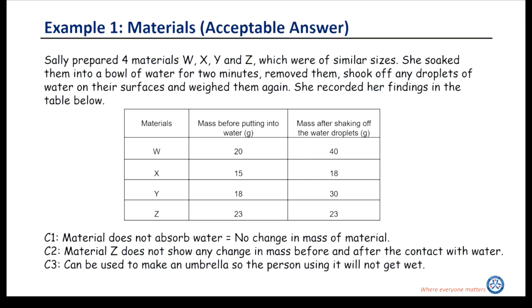In applying the C3 answering technique to answer the question, the answer is, for C1, material Z does not absorb water, hence no change in mass of material. For C2, material Z does not show any change in mass before and after the contact with water. And for C3, it can be used to make an umbrella so the person using it will not get wet.